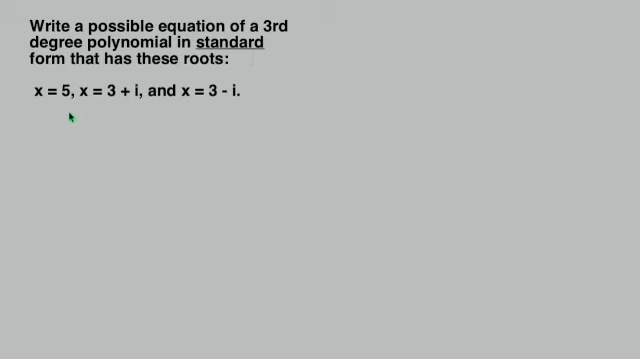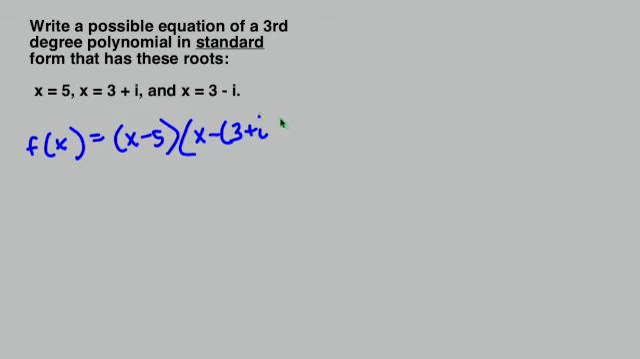So in the last video, we talked about how all you have to do is, if the root is 5, that means one of our factors is going to be x minus 5. Likewise over here, if we have 3 plus i, I know that's a complex number, but it's going to work the same. So we're going to say x minus (3 plus i), in its own little mini parentheses here. And then the last one will be x minus (3 minus i).